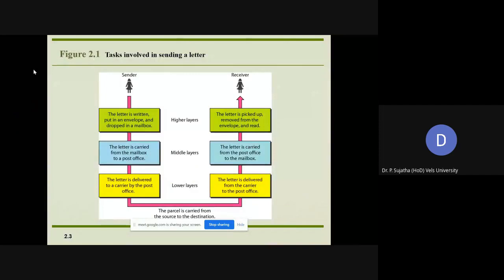So this is the example of the layered architecture. From the sender side, the process starts from higher layer to lower layer, and from the receiver side, the process starts from lower layer to higher layer. Understand this thoroughly. In the sender side, the process starts from which layer to which layer? Higher to lower. From the receiver, lower to higher. Keep it in your mind.